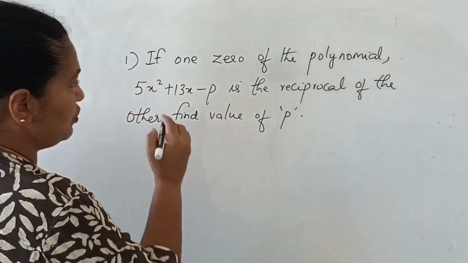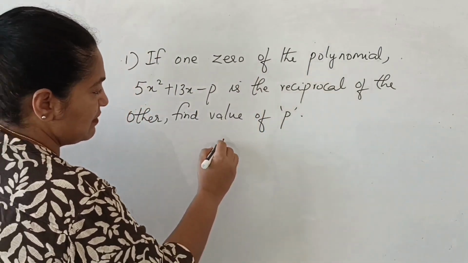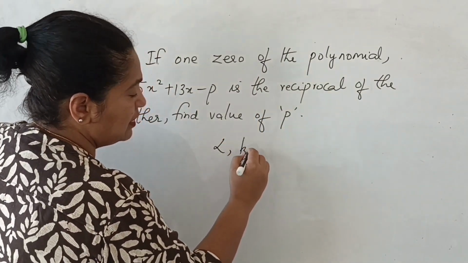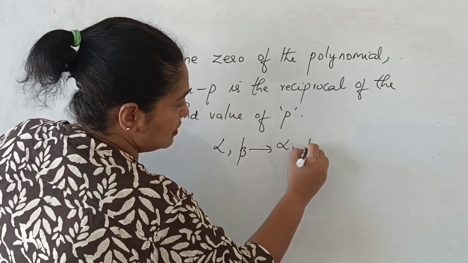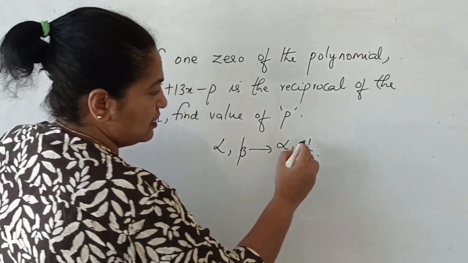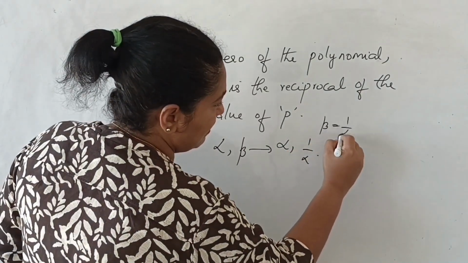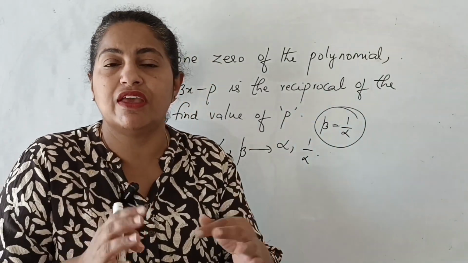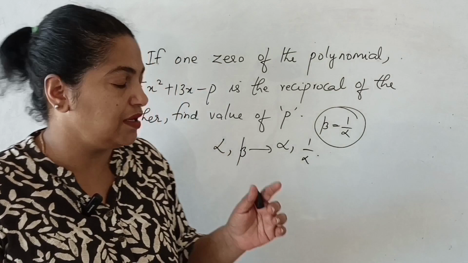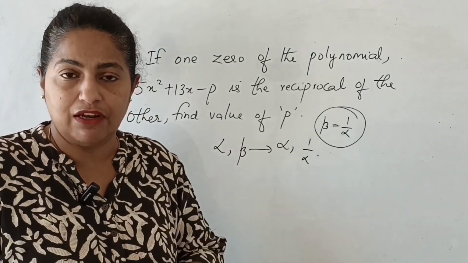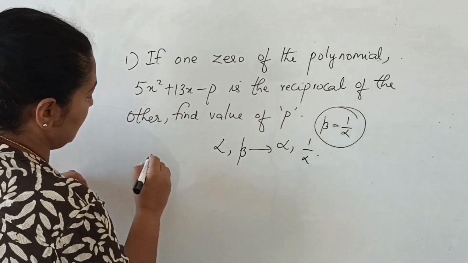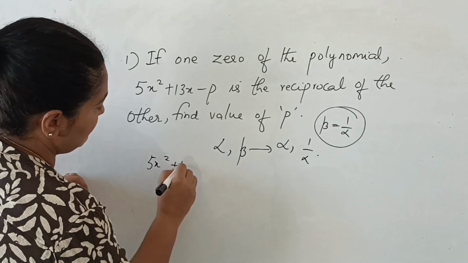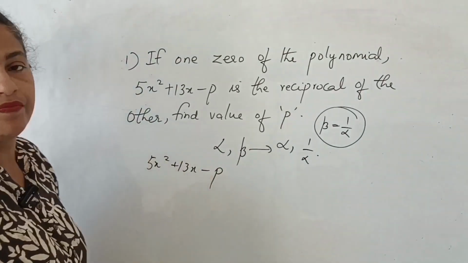Now let the roots of the polynomial, or the zeros of the polynomial, be alpha and beta. They have given that one root is the reciprocal of the other, meaning I am taking beta as 1/alpha. You can also take alpha as 1/beta, in which case our roots will be beta and 1/beta. So here you have alpha and 1/alpha. Now what is the polynomial? 5x² + 13x − p.